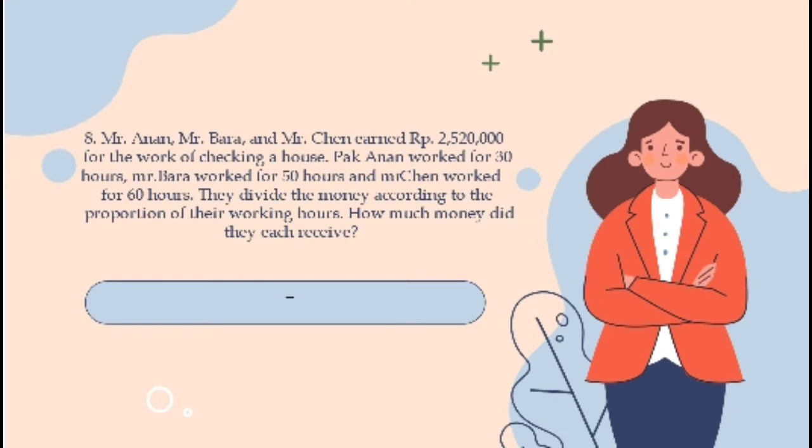Number 8. Mr. Anand, Mr. Bara, and Mr. Chen earned 2,020,000 rupiah for the work of checking a house. Mr. Anand worked for 30 hours, Mr. Bara worked for 50 hours, and Mr. Chen worked for 60 hours. They divide the money according to the proportion of their working hours. How much money did they each receive?